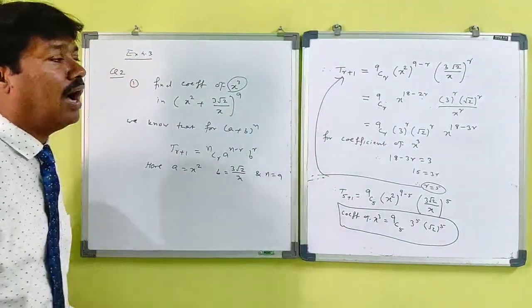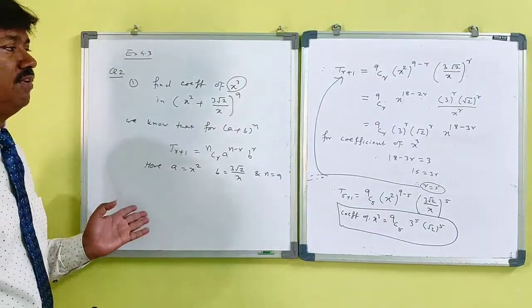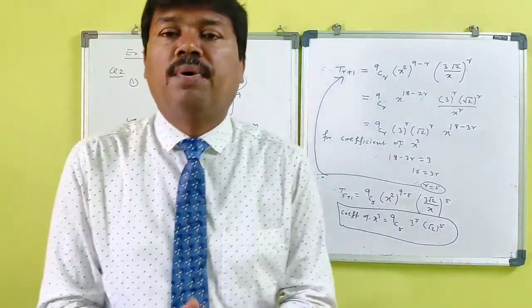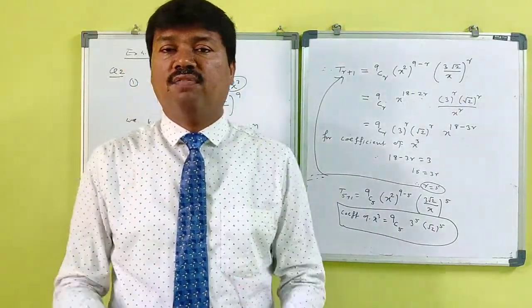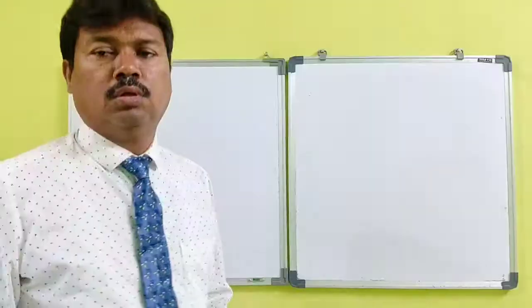So it's very simple. You have to find the value of r first by using the general term, and then whatever the power is there, equate the power of x with that, find the value of r, and substitute back in the given expression.